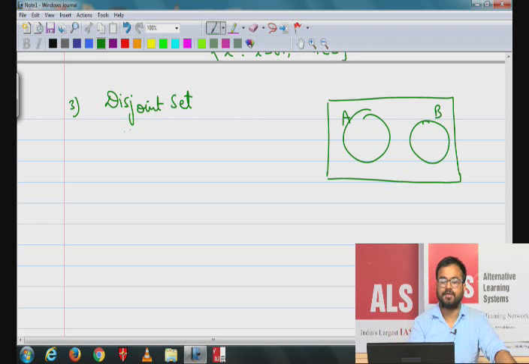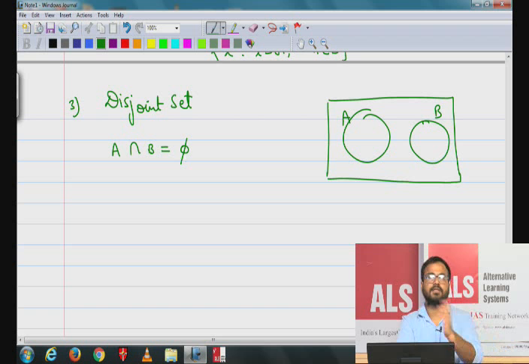So you can say A intersection B will be phi, because if there is nothing in common, there will be no element in the set A intersection B. So if A intersection B is phi, both the sets are said to be disjoint sets, or you can say if the sets are disjoint, then A intersection B will be phi.